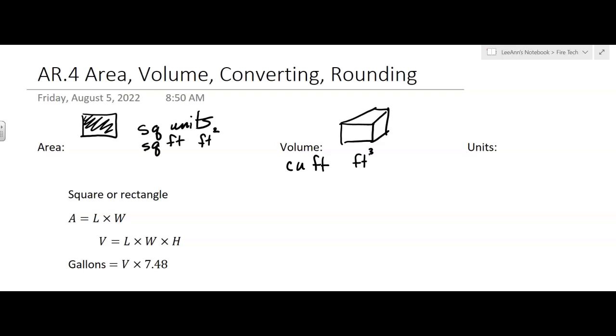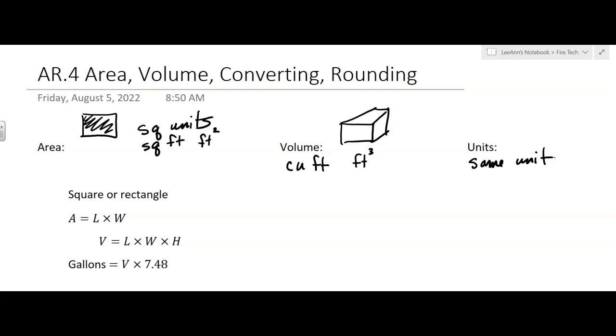So because we have different ways to measure lengths, they have to be the same when you do these calculations. So they have to be the same unit. So if they're in feet, then both your length and width have to be in feet. If they're in inches, they both have to be in inches.